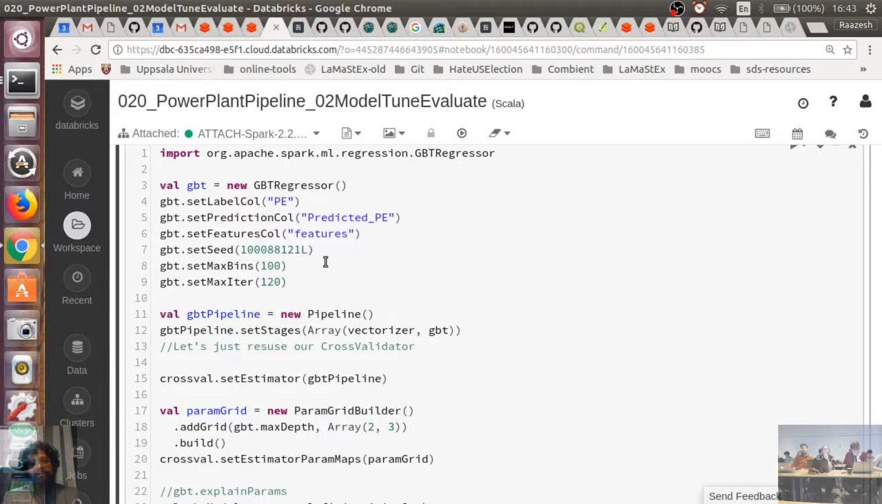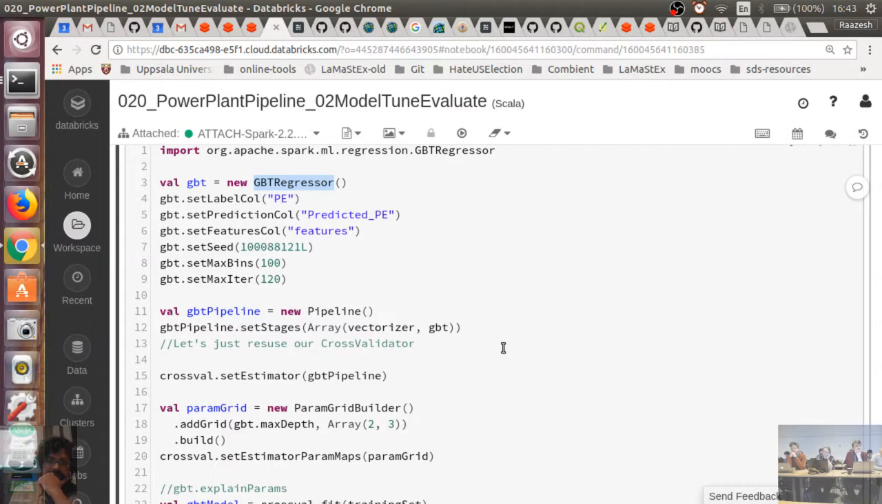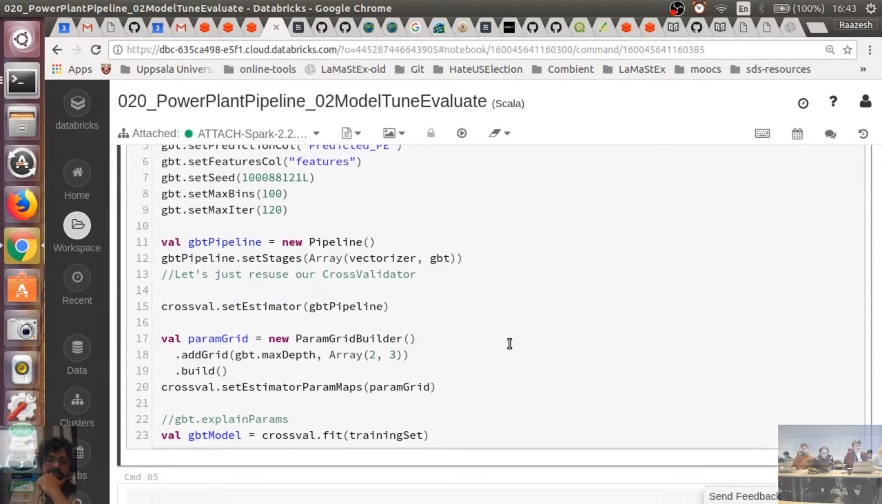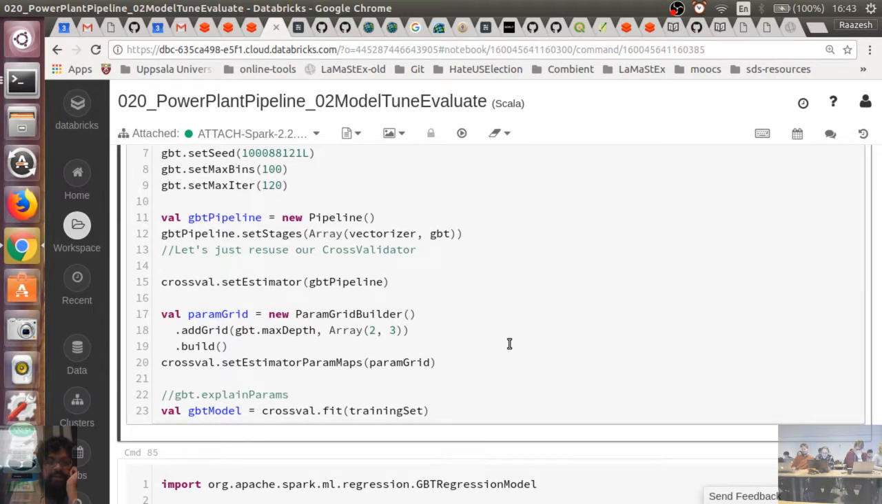I'm essentially doing the same thing. I create something called GBT, which is an instance of the new GBT regressor. I set my label column and prediction column, features, set seed, set max bins, and set max iteration, right? So these are all various parameters for the thing, and then I'm having the same pipeline. I set stages. I'm still reusing the vectorizer, but now I use my GBT model, and the cross validator is the same, because remember, I'm just going to be playing with the maximal depth parameter, because that's a common parameter for decision trees and gradient boosted.